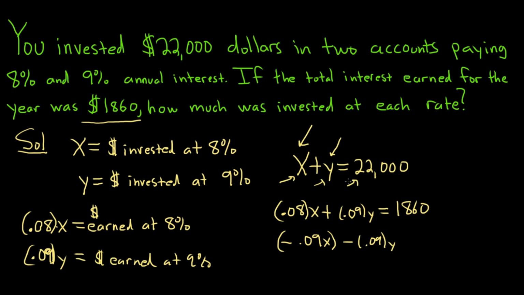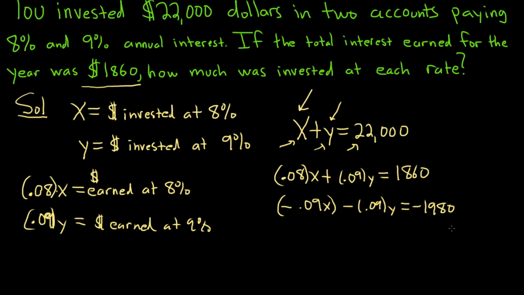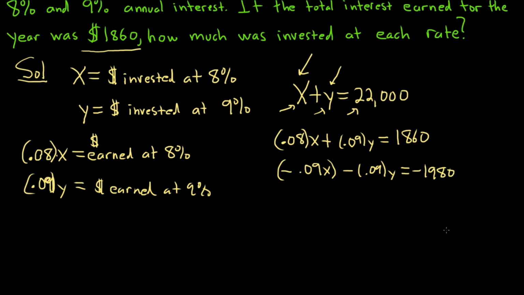Now let's do it here. Negative 0.09 times 22,000. I have to use a calculator. I got negative 1980. Okay, negative 1980. Good stuff. So we took this first equation and multiplied it by negative 0.09. Why? Because now when we add these, stuff is going to go away.